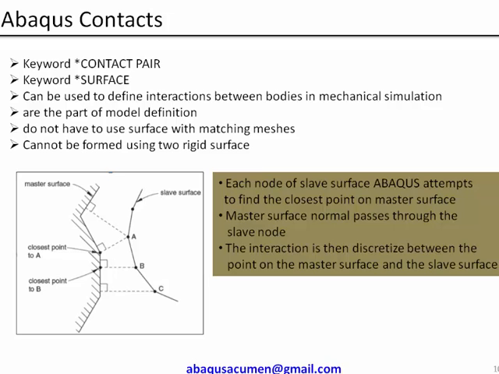Now for contact simulation, you don't need the same or similar mesh. Node to node matching of mesh is not required. You can have a different slave mesh and a different master surface. One important point I want to make is that in Abaqus you cannot form a contact between two rigid bodies. With Abaqus Standard you cannot form a contact between two rigid surfaces.